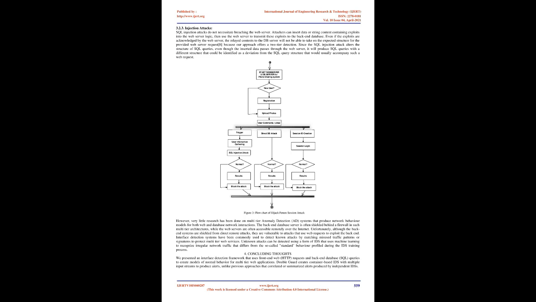The back-end database server is often shielded behind a firewall in such multi-tier architectures, while the web servers are often accessible remotely over the internet. Unfortunately, although the back-end systems are shielded from direct remote attacks, they are vulnerable to attacks that use web requests to exploit the back-end. Intrusion detection systems have been commonly used to detect known attacks by matching misused traffic patterns or signatures to protect multi-tier web services. Unknown attacks can be detected using a form of IDS that uses machine learning to recognize irregular network traffic that differs from the so-called standard behavior profiled during the IDS training process.